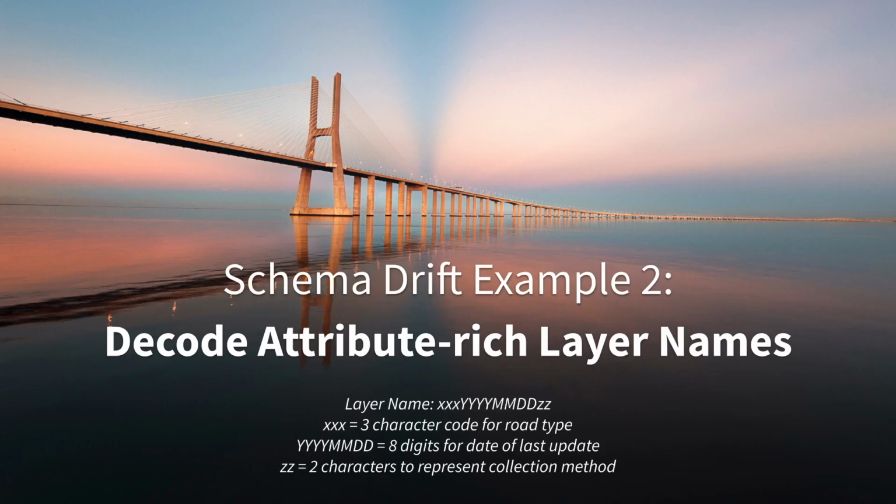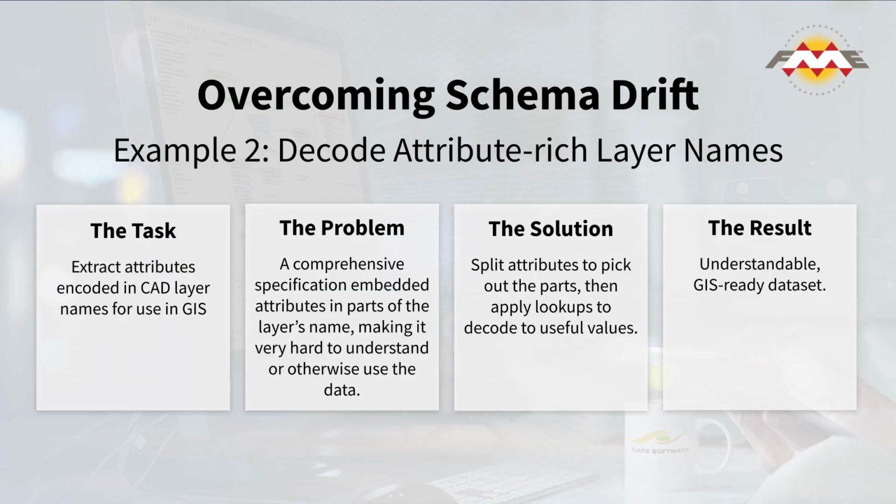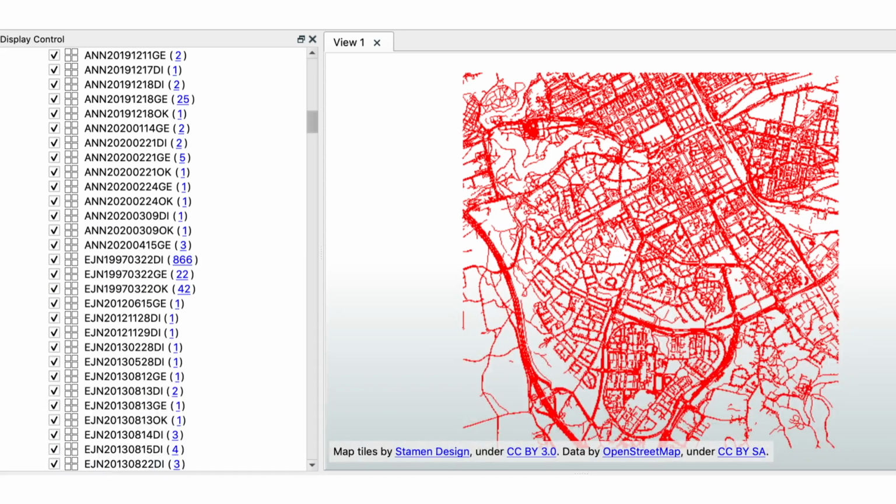This is also an example that we have come across a few times where folks have encoded attributes into the layer names. So the layer name is some combination of things totally unintelligible to a human, but very intelligible to the spec, where you have a chunk that's the 3-letter code for roads, some other stuff, the date, and then the data collection method. And so these attributes are in there, but they're not at all useful for analysis because they're very hard to get at. And so the solution is we're going to split those out to pick out the parts and decode them into useful values. And so this is what the input looks like, again not too useful to humans.